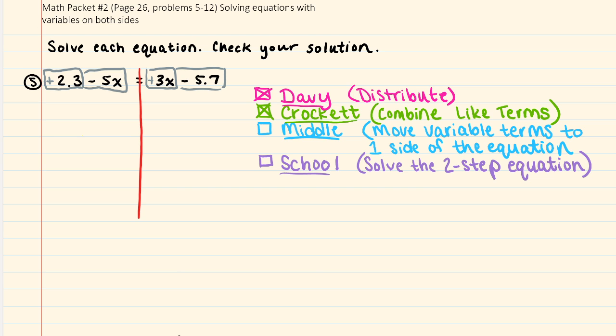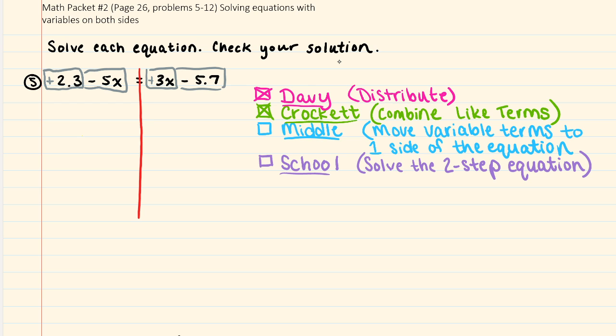Now we're on the third step, move variable terms to one side of the equation. So we've got a variable term here and here. You can move either one that you want to. You could move this one over here or vice versa. I'm going to move negative 5x to the right side just because I think it's easier to move the smaller term. So negative 5 is smaller than 3x. But it'll work out either way.